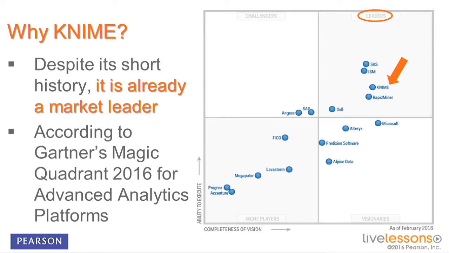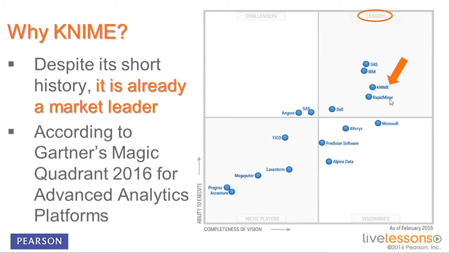So one of their routine practices is to release these quadrants in different subsections of information technology. And one of those is the advanced analytics platforms, where all of the data mining analytics tools are rated and classified. So as you can see, on the leaders quadrant, leaders are the ones who are at the upper echelon of completeness of their vision, as well as ability to execute against their vision. So they know what they're doing and they're successful at doing it and generating interest in their tools and platforms.